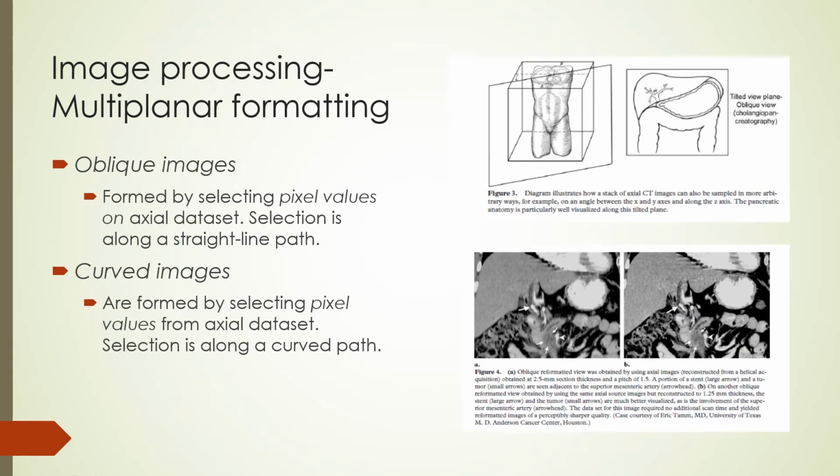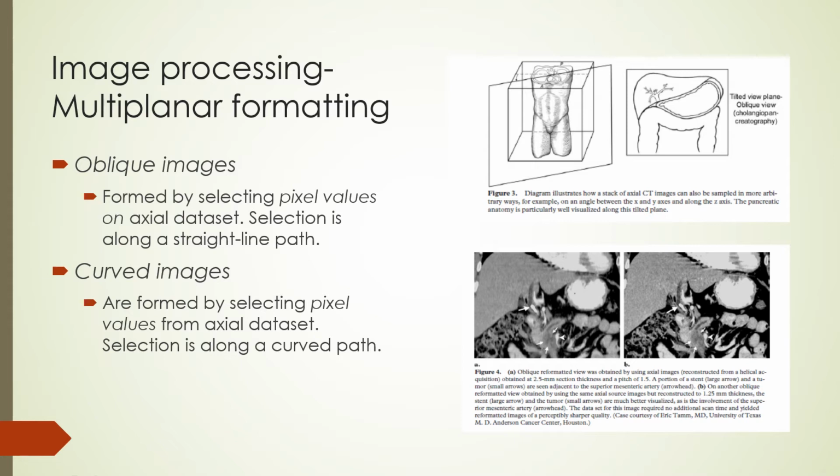Aside from reformatting to coronal and sagittal planes, computed tomography images can also be reformatted to oblique planes. An oblique image is formed from axial data sets by selecting different rows or columns of pixel values from each axial image in the stack of images. Selection is along a straight line path. The top figure shows an oblique view. The bottom figure shows oblique views obtained from axial images with a thinner slice displayed on the right image.